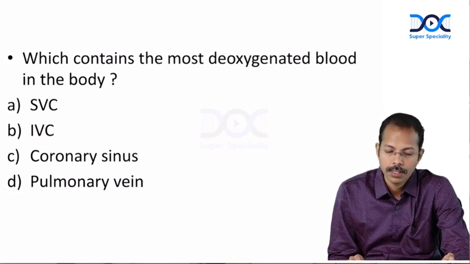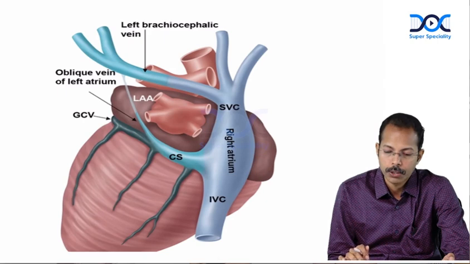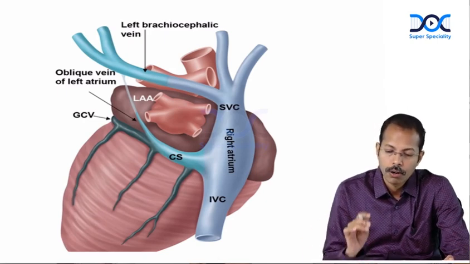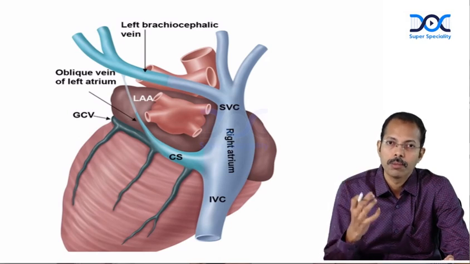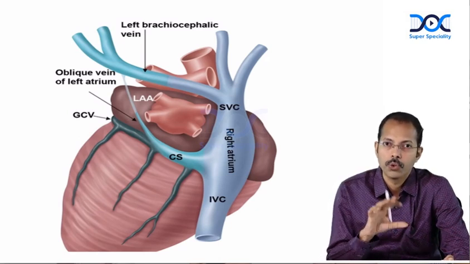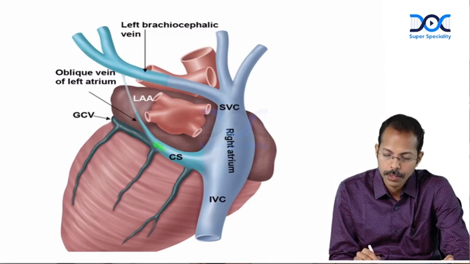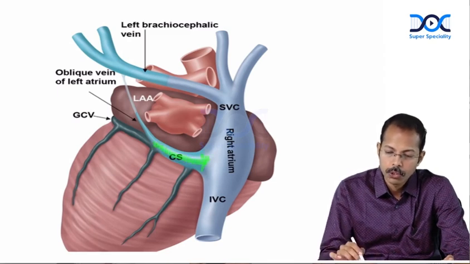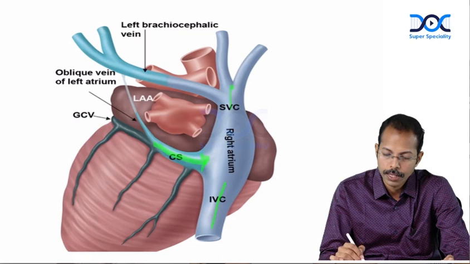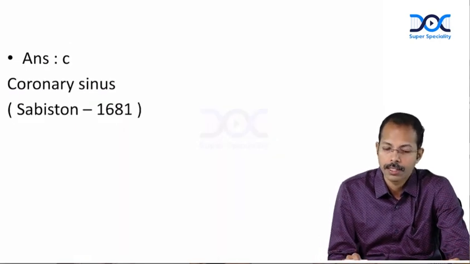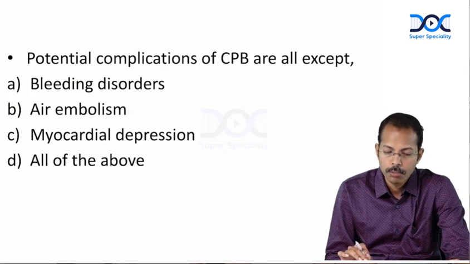So among the options, it is the coronary sinus, because the heart is contracting throughout the lifetime, right? So the heart consumes the most oxygen when compared to all other organs. The coronary sinus is one of the greatest veins that empties into the right atrium. Even though SVC and IVC are draining into the right atrium, the most deoxygenated blood will be from the coronary sinus. And this question you people can answer.